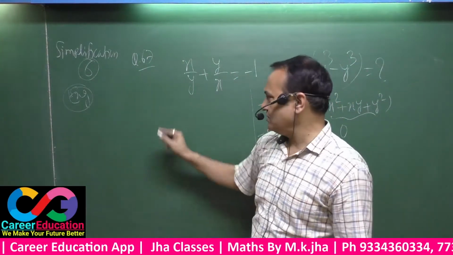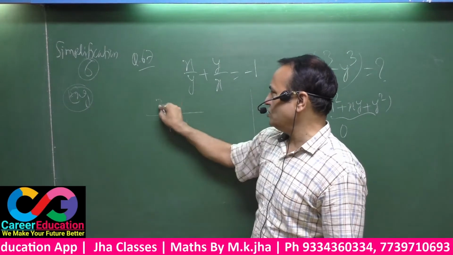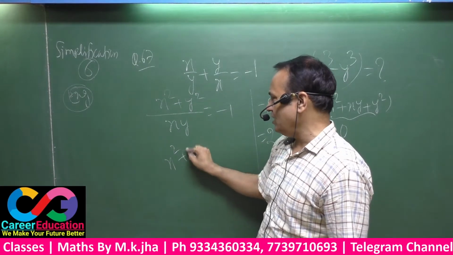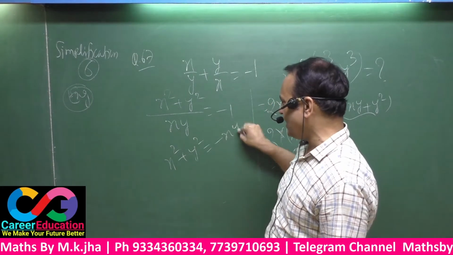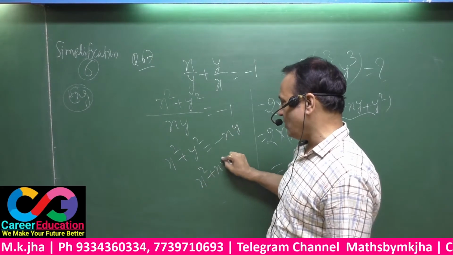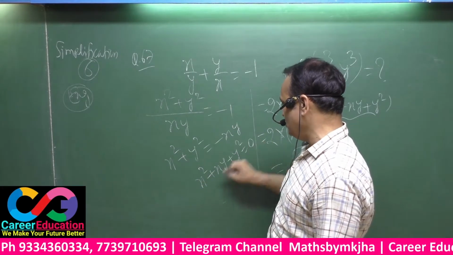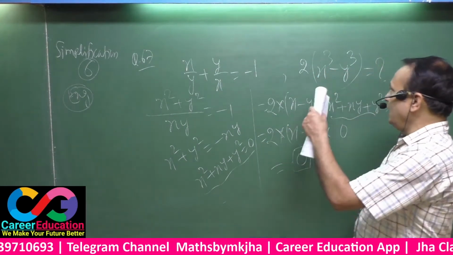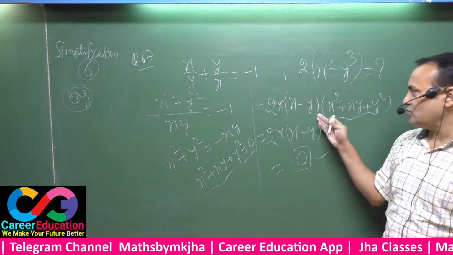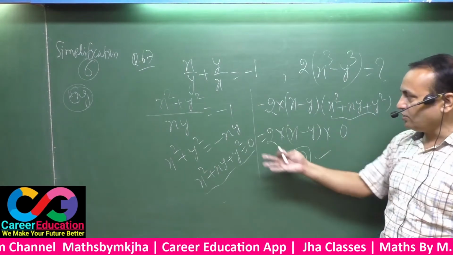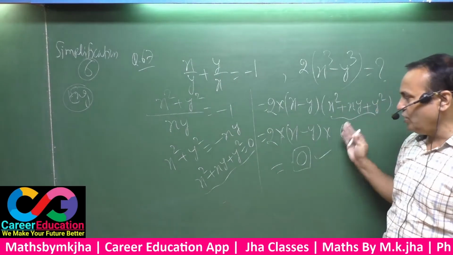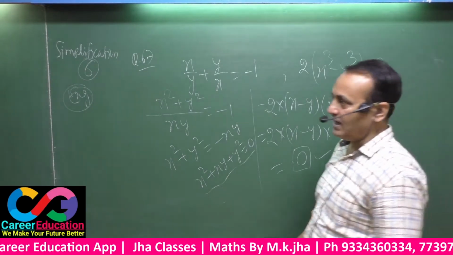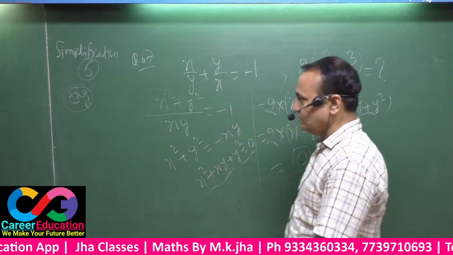See, if you solve this, LCM will be xy; this will be x square, this will be y square, this will be minus 1. Again, x square plus y square equals to minus xy. Again, x square plus xy plus y square equals to 0. If you go through this way, x cube minus y cube equals to (x minus y)(x square plus xy plus y square), and you got the value of this from here, that is 0. Answer will be 0 again. Note down, question number 67 is exactly the same as question number 66 was.